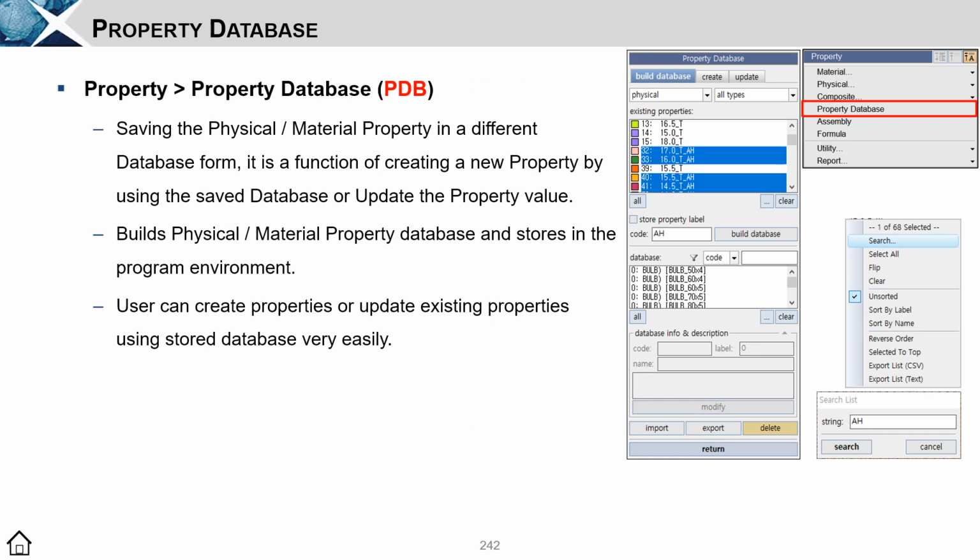Property Database command is a function to store the properties information in the program. You can create a database from the physical material property present in the model and automatically save it as a file in your environment. By default, the bulb type stiffener is replaced with an angle stiffener by the Lloyd's rule and stored.